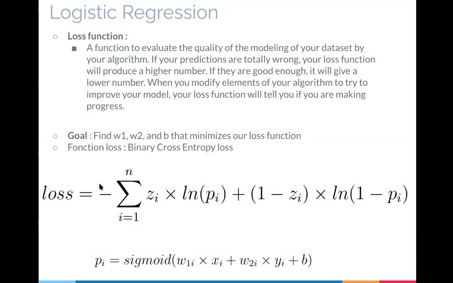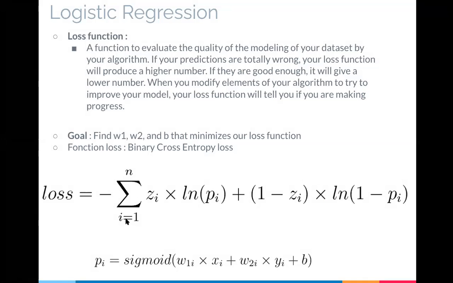And for that, I need to introduce a new notion of deep learning, which is the loss function. The loss function is a function to evaluate the quality of the modeling of your dataset by your algorithm. So the aim is to find the best W1, W2, and B in order to minimize our loss function. For our specific problem here, which is a binary classification, we're going to use the loss function, the binary cross entropy. So here is the formula of the binary cross entropy.